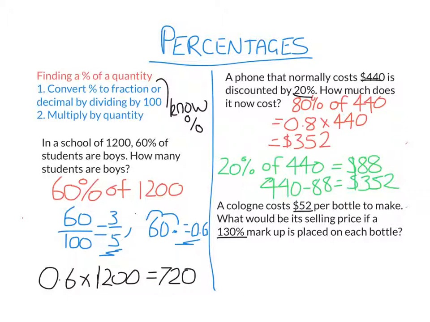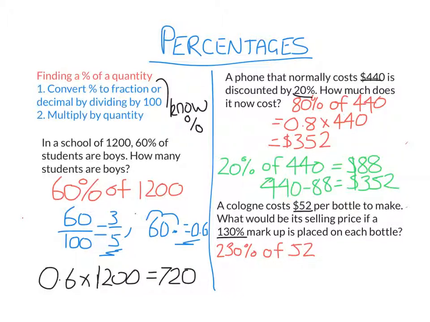If you want to increase something by, say, 10%, that's the same as finding 110% of the original amount. If you want to increase something by 25%, it's the same as finding 125% of the original amount. So here, we're actually finding 230% of 52. Whatever the percentage is by which you're increasing, you add 100 to that and make it a percent of a quantity question.